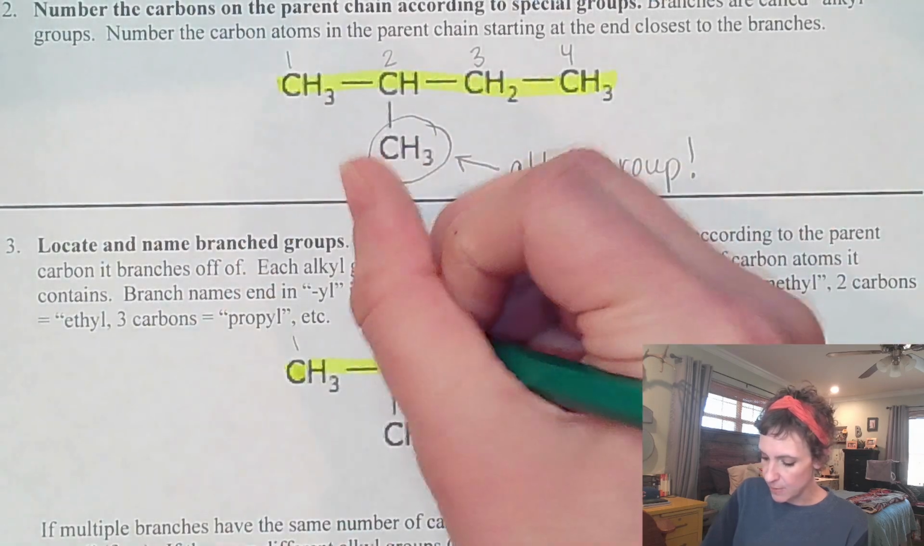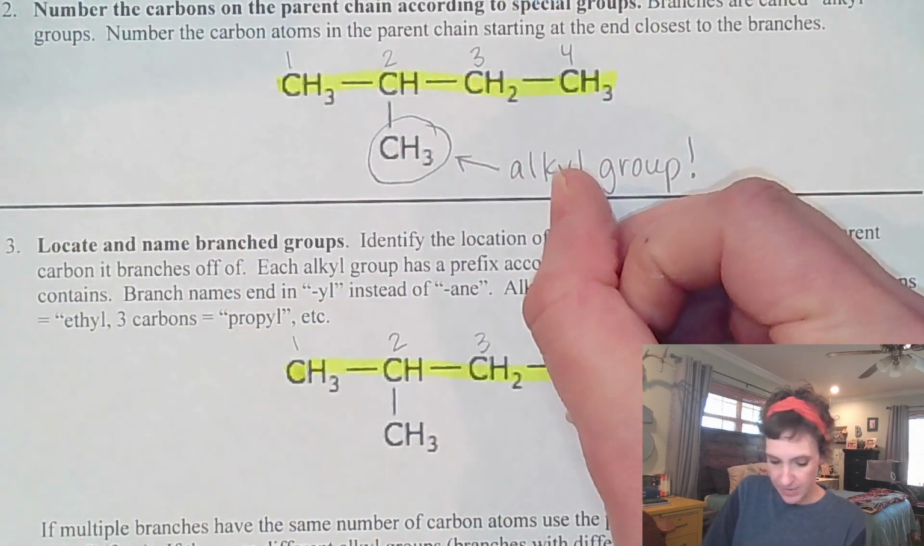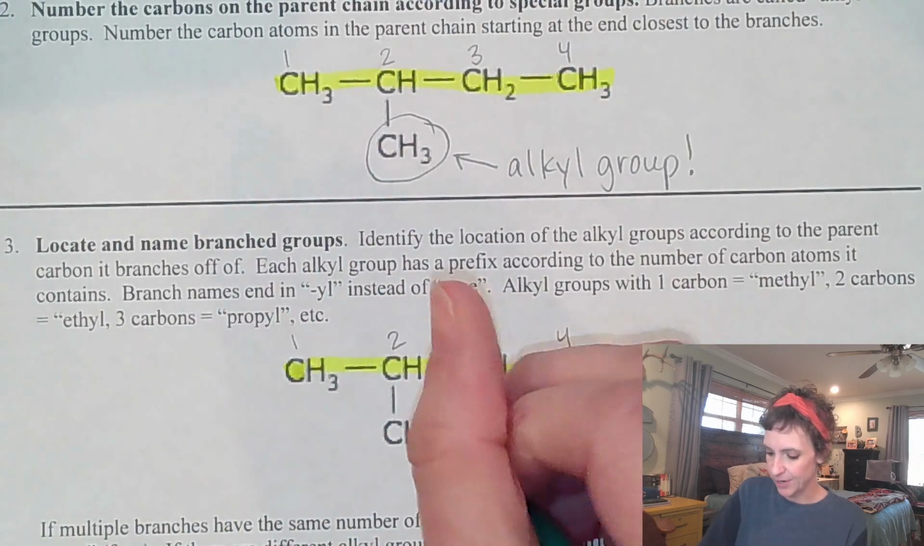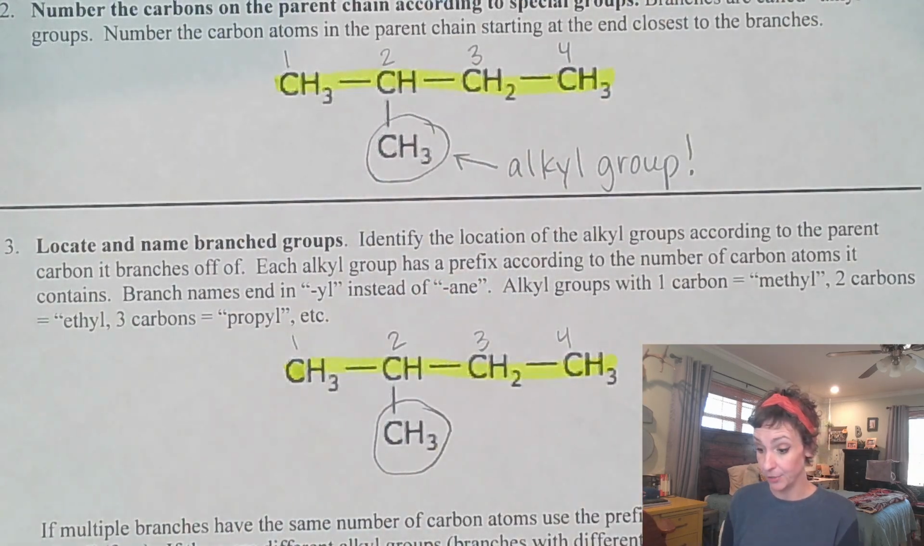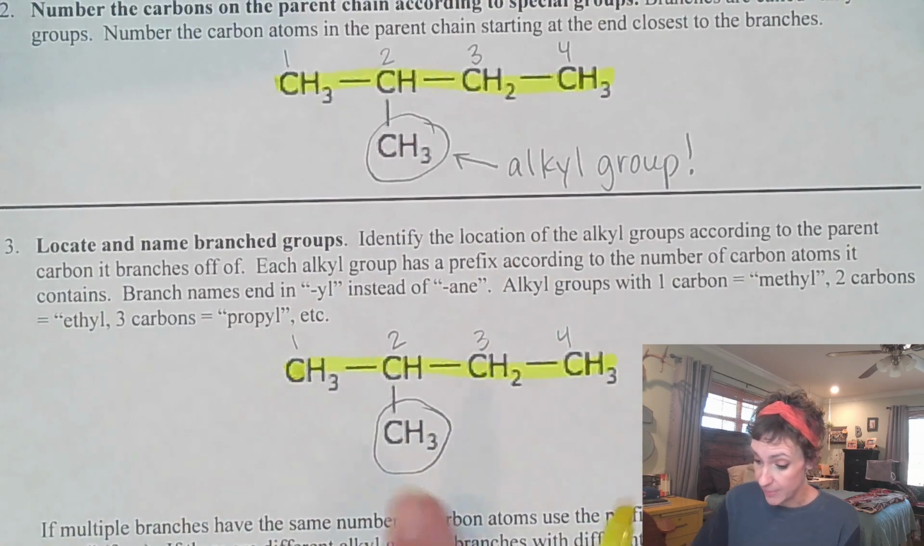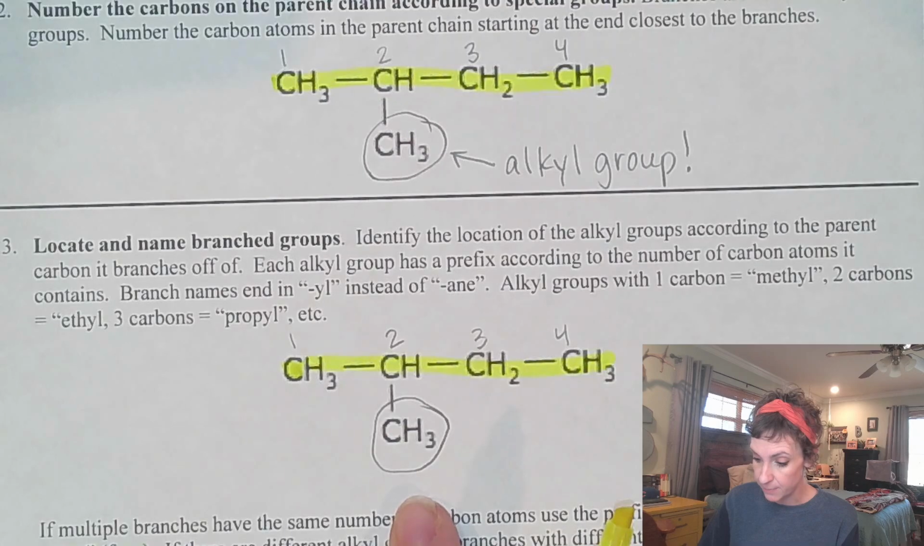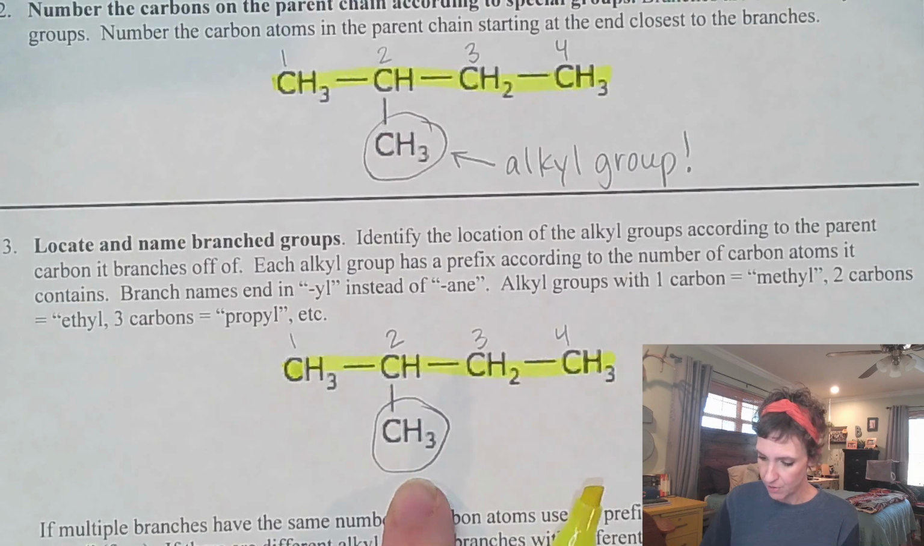We said that this was carbon 1, this was carbon 2, this was carbon 3, and this was carbon 4. And now I'm going to figure out, well, what do I actually name this alkyl group? Because an alkyl group can be many different looking things, okay? It says, identify the location of my alkyl group according to the parent chain that it branches off of. He's off of carbon 2, right?